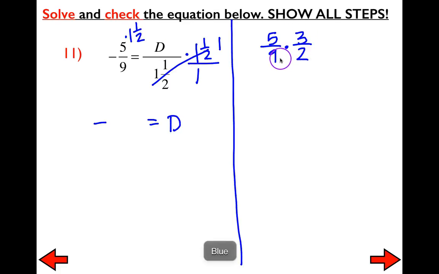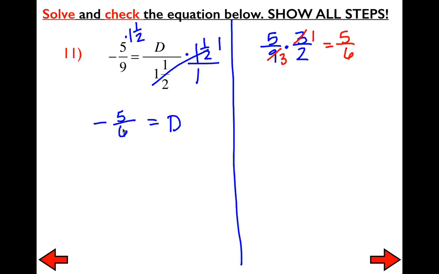Can I cross cancel? Yes, I can. I can divide both by 3. 3 divided by 1 is 3. 9 divided by 3 is 3. I'm going to multiply straight across. 5 times 1 is 5. 3 times 2 is 6. So my answer is negative 5/6.